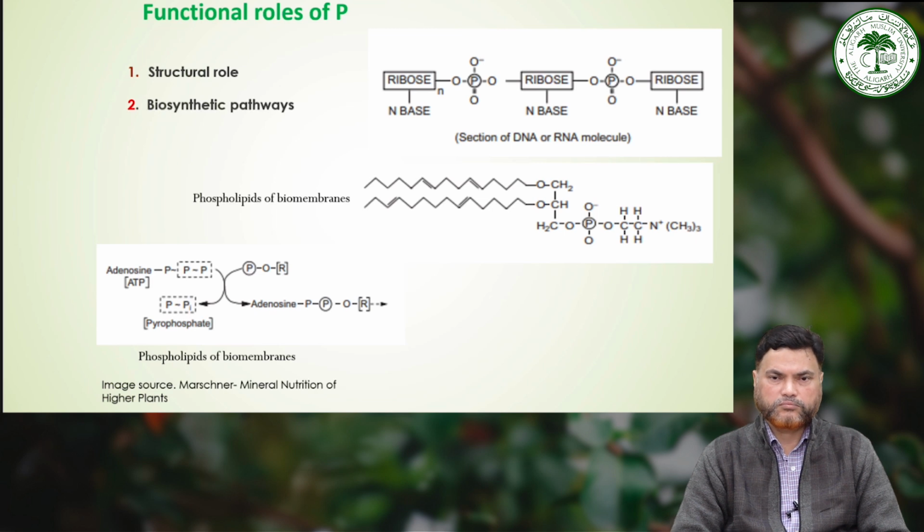Now come to the functional role in the plant. What is the important role played by phosphorus? You see that phosphorus plays a very crucial role in the macromolecular structure, particularly in the nucleic acids, DNA and RNA, which are responsible for translation of genetic information. In both DNA and RNA, phosphate acts as a bridge between ribonucleoside units, facilitating the formation of macromolecules.